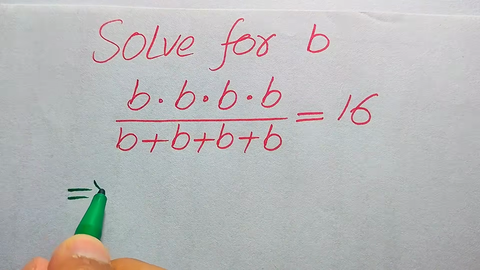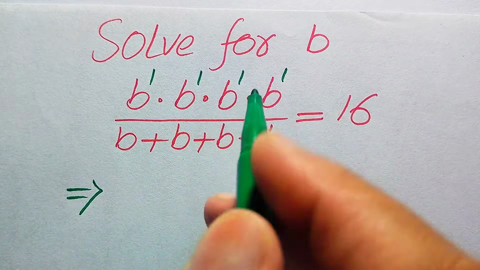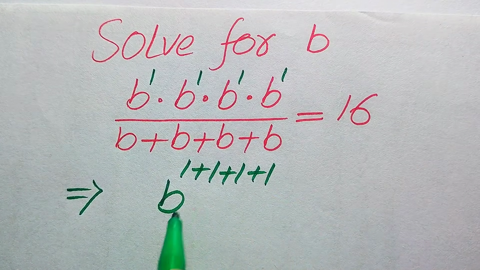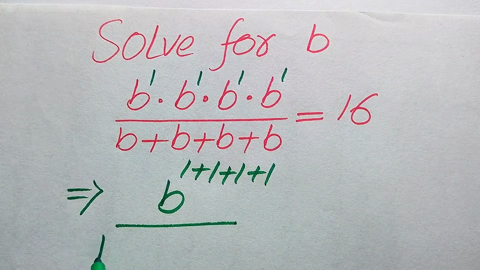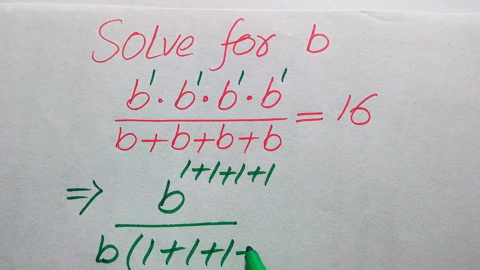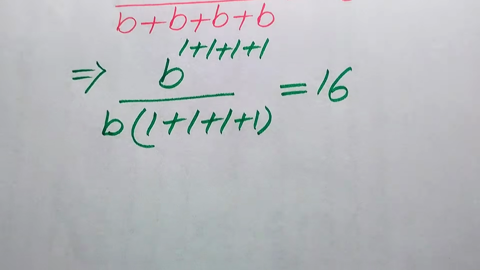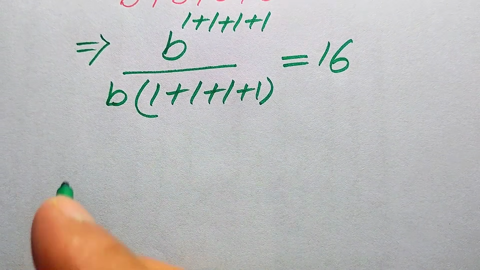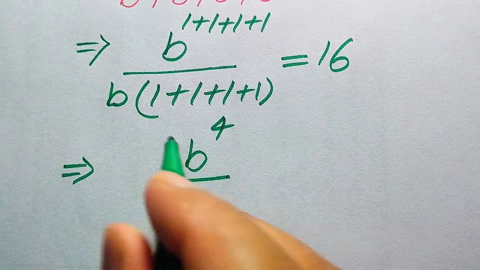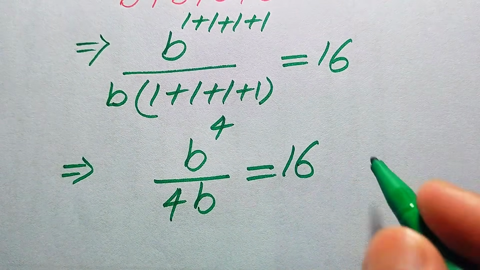The very first thing we are going to do is, you see that the bases of all these terms are the same, so we add the exponents and it will be written as b to the power of 1 plus 1 plus 1, divided by, in the same pattern we take common b from here, and after taking common b the remaining values are 1 plus 1 plus 1, and this equals 16. So further simplifying, this becomes b to the power of 4 divided by, when you add these ones, 4 times b equals 16.